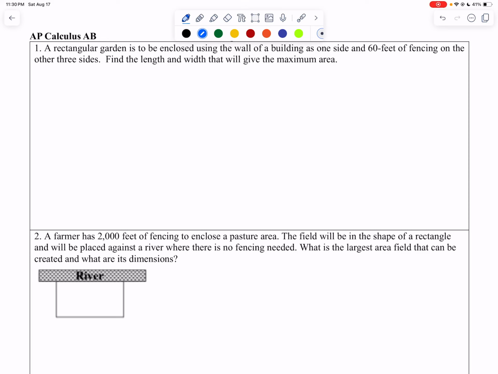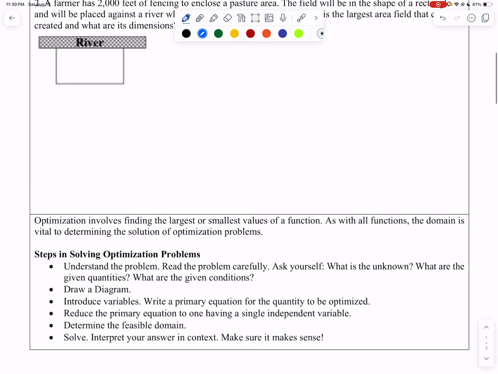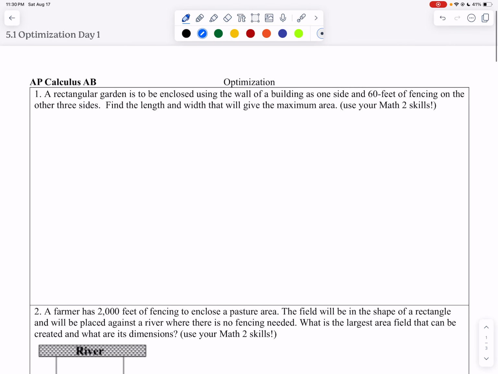Alrighty, in this video we are going to be talking about optimization. We're going to do one problem. We're going to do it the pre-calculus way, aka the Math 2 way, and then we're going to talk about the optimization way, aka using the calculus way.